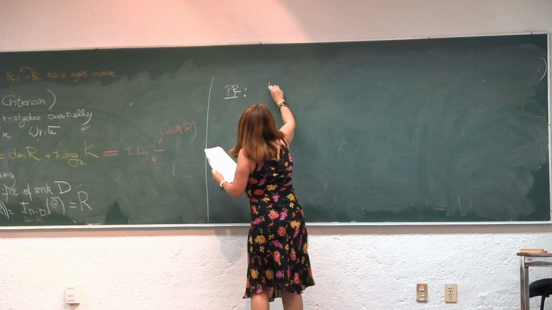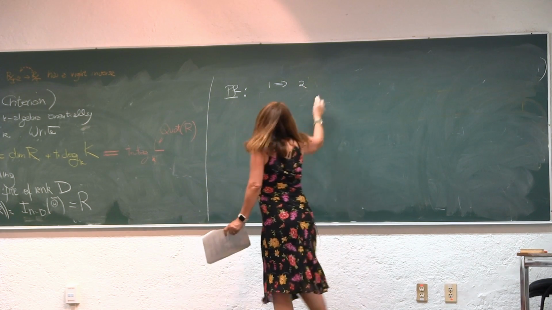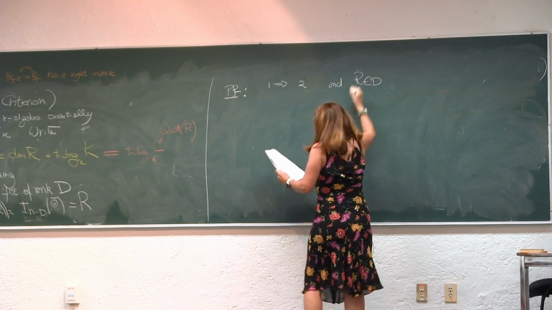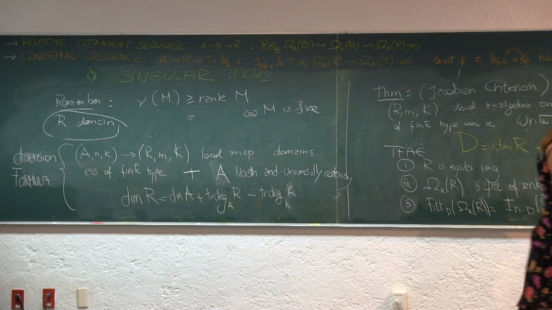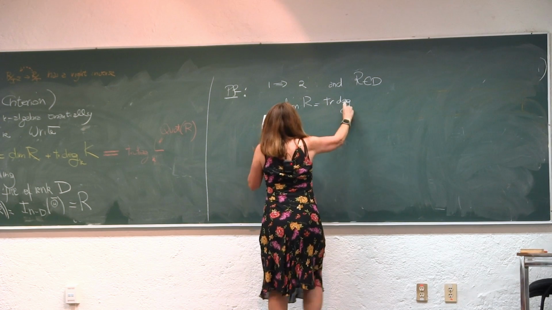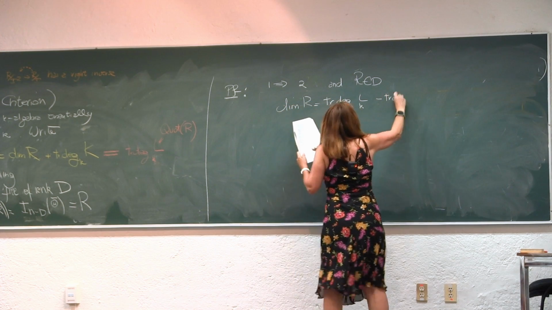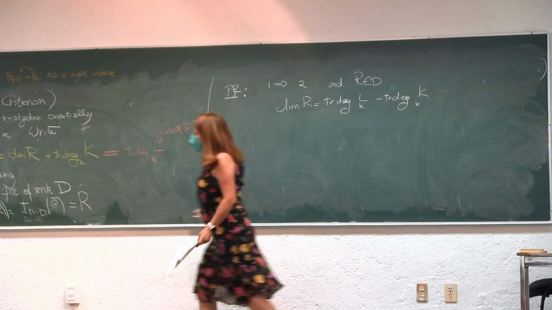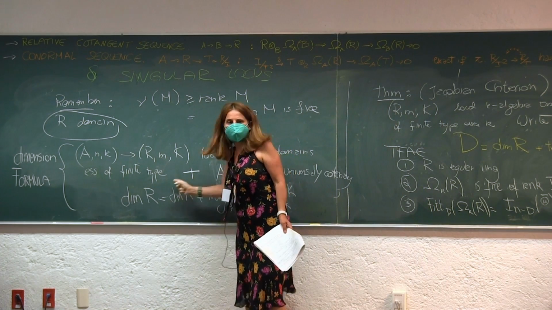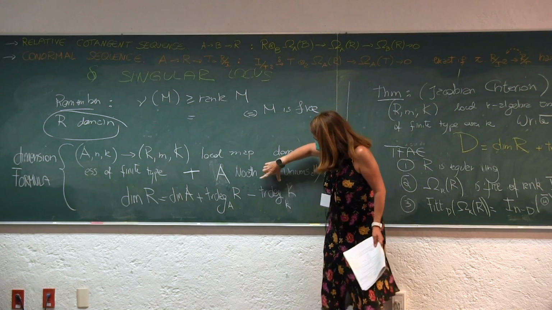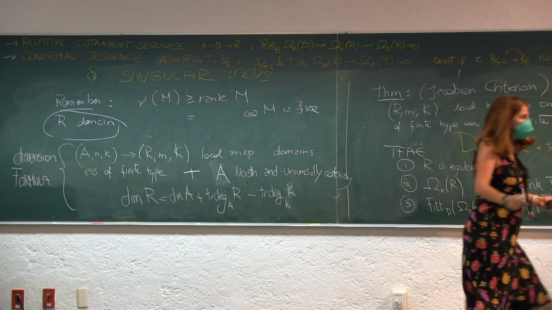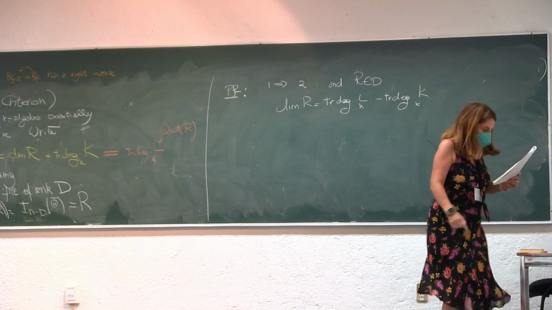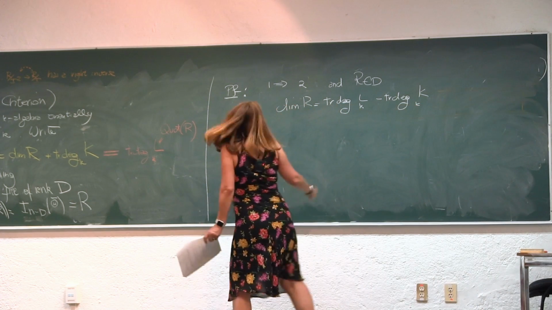So first of all, 1 implies 2 and also implies the rest all together. We are going to use the dimension formula. This dimension formula tells you immediately that the dimension of R is the transcendence degree of L over little k minus the transcendence degree of big K over little k, because A in this case is a field, so its dimension is 0. So you just get this difference. And remember, this is just the quotient, so it is exactly this. Remember that my A is little k in this case.